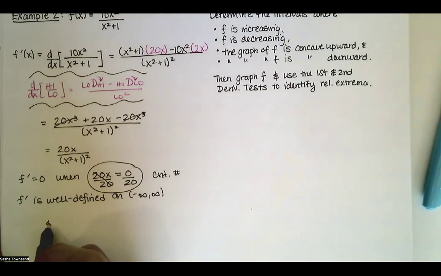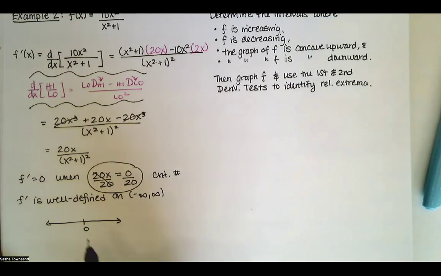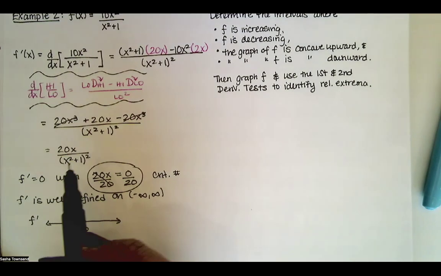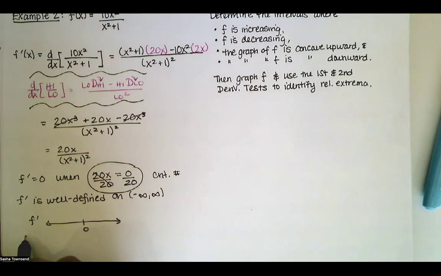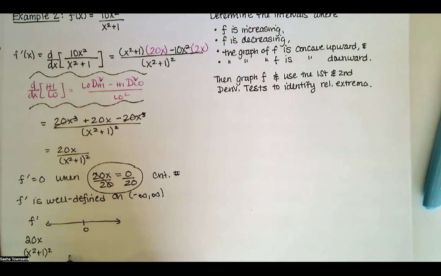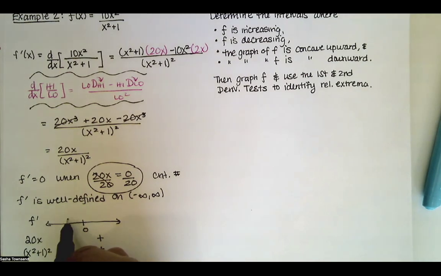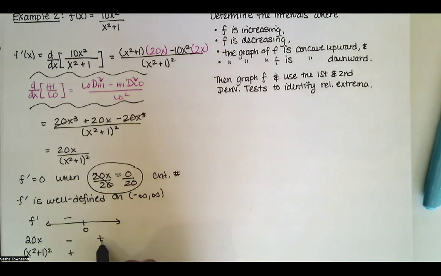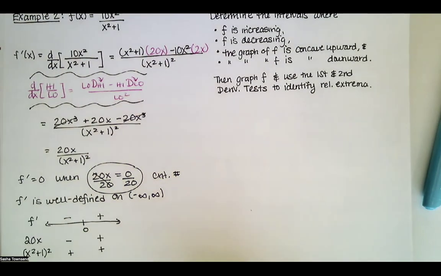So now I can draw my sign chart. And it only has the one critical number on it. Now f prime is 20x in the numerator divided by x squared plus 1, quantity squared. X squared plus 1, quantity squared is always positive, and 20x is positive when x is positive and negative when x is negative. So f prime is a negative times a positive on the interval from negative infinity to 0, so that makes it negative. And then it's a positive times a positive on the interval from 0 to infinity, so that makes it positive.